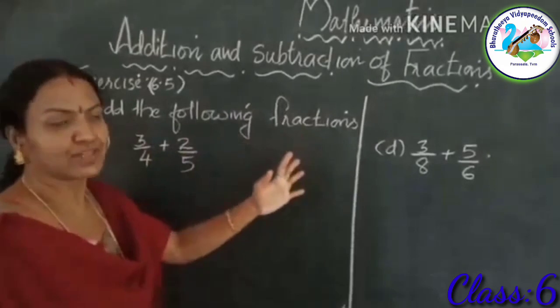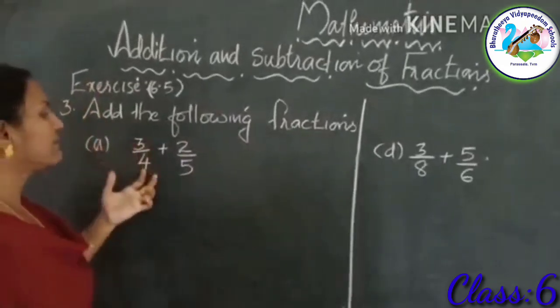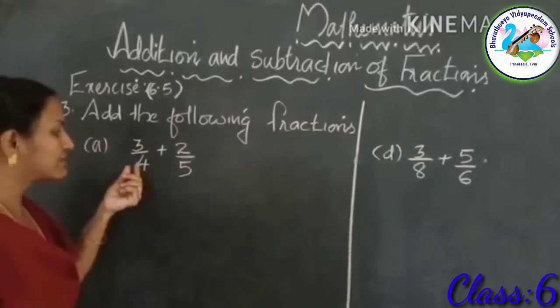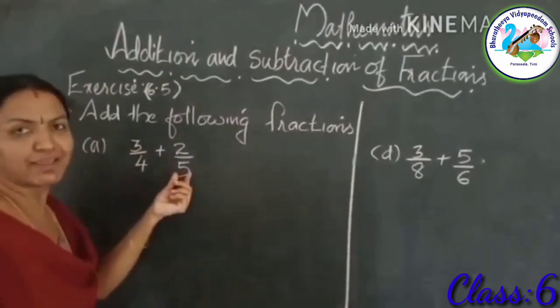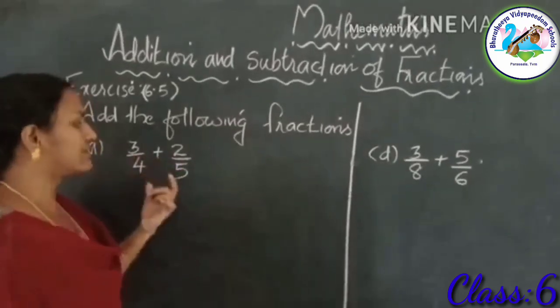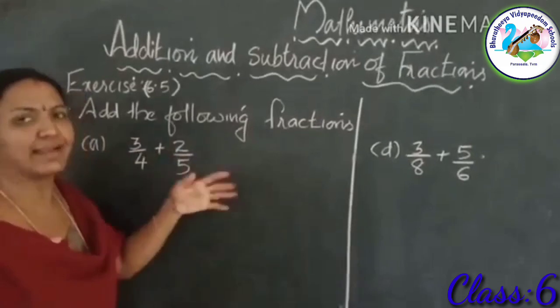Next, question number 3. Add the following fractions. Option A, 3 by 4 plus 2 by 5. Here the denominators, first one 4 and second one 5. The denominators are different, so these are unlike fractions. So first we convert them into like fractions and then add.